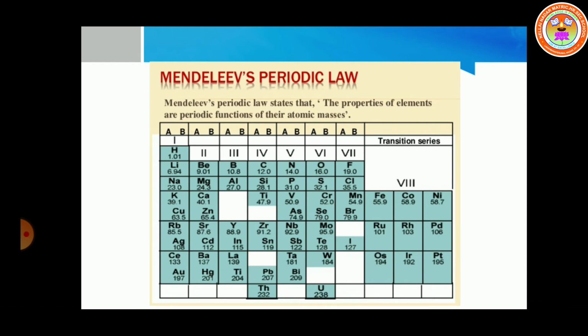So Mendeleev's periodic table has 8 groups and 7 horizontal rows. Horizontal rows mean left to right. The horizontal rows are called periods. In this table there are 7 periods. So Mendeleev's periodic table has 8 groups and 7 periods. Each group has 2 subgroups, capital A and B. All the elements appearing in a group were found to have similar properties.